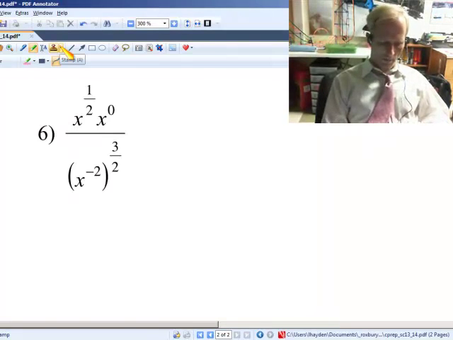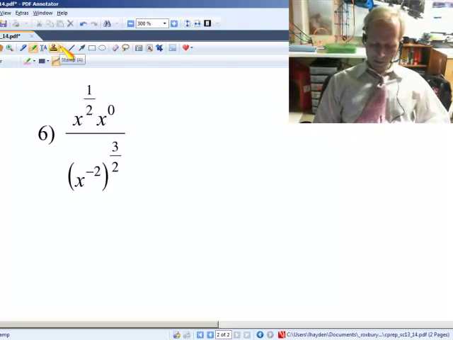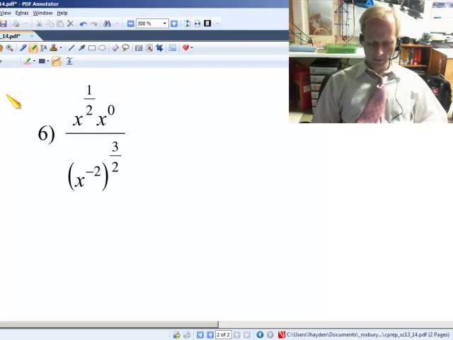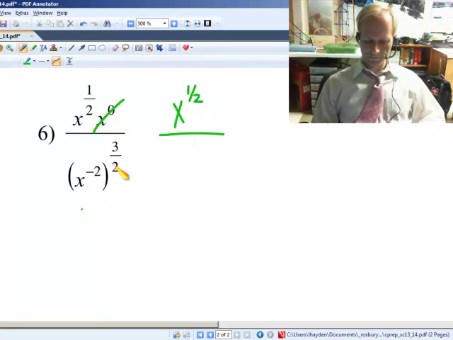Okay, let's see, what do I have? The x to the 0 is going to drop out, and in the denominator I'm going to do power of a power. Negative 2 times 3 halves is going to give me x to the negative 3. Then I'm going to move the x to the negative 3 up in the numerator, make it x to the positive 3. Then I'm going to add 3 and a half, and that's the same thing as adding 1 half and 6 halves, and that gives me x to the 7 halves.